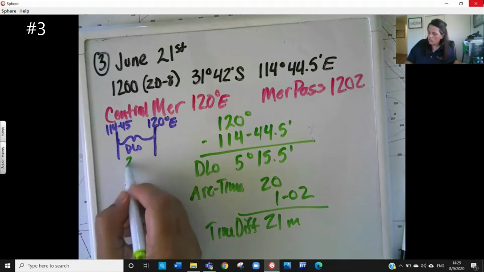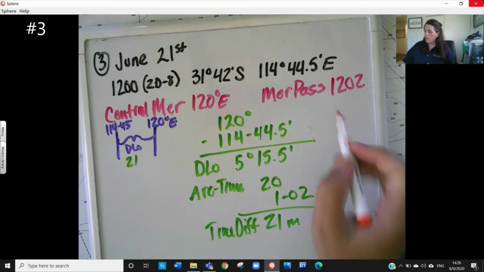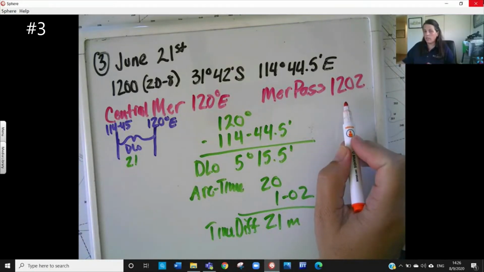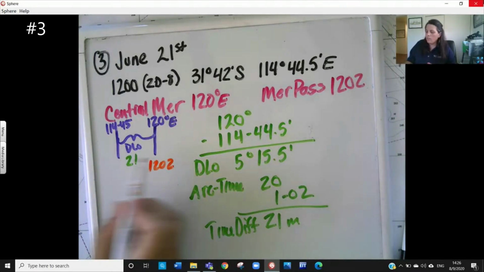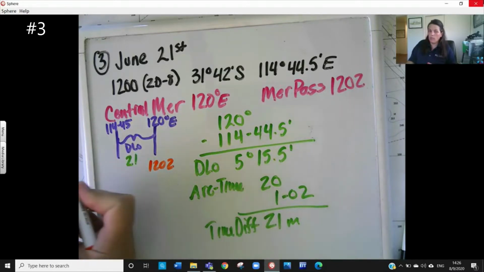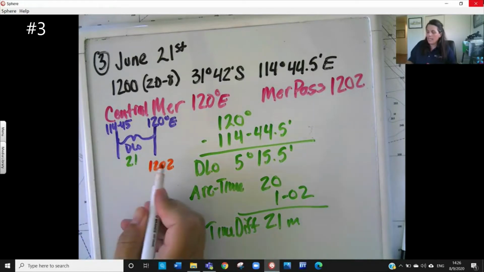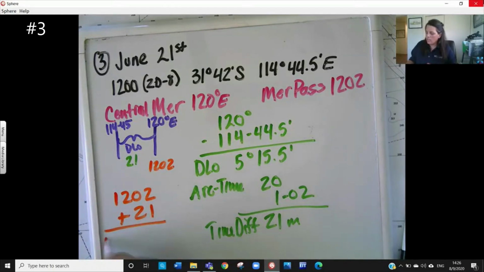So our meridian passage on the central meridian was at 12:02. When is it going to hit our location? The sun is moving west, so we are going to add our 21 minutes. So we have 12:02 plus 21 gives us an LAN of 12:23.